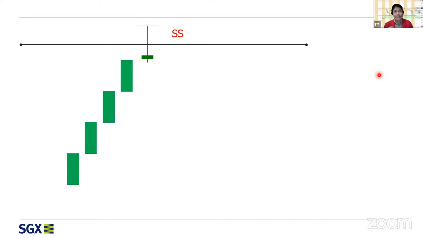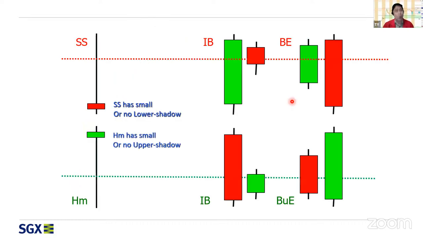All right. A shooting star would be a sell signal that has a relatively longer upper shadow compared to a relatively smaller body. You may or may not have a lower shadow. So that would be a shooting star, for you to put on a short trade. Okay, so you understand what a shooting star looks like?